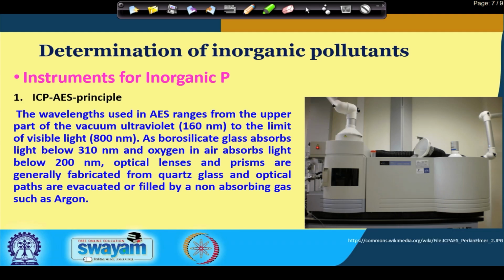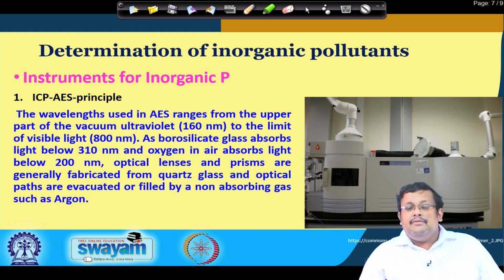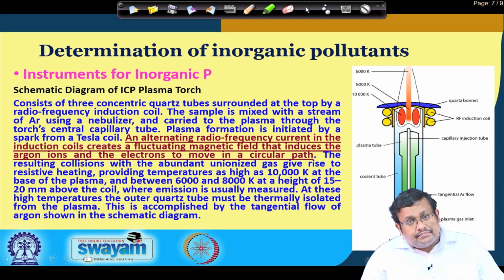And these instruments you can see in all the standard environmental soil chemistry or soil fertility laboratories. There is another variant of ICP that is called ICP-MS, and we will discuss this ICP-MS in the later course of this module. So, this is the picture of ICP-AES.